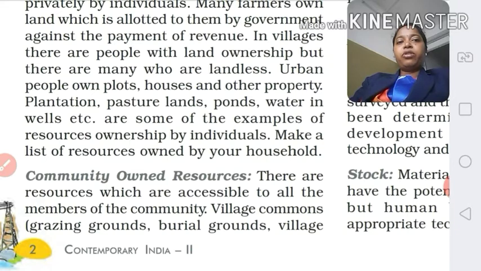So now we should go through the community owned resources, the second sub point of the resources on the basis of ownership, okay. There are resources which are accessible to all the members of the community. Means a particular community or a group of people own a particular area or a particular resource like ponds or a big well or a temple area, that is known as community owned resources, okay. In villages, most commonly the grazing grounds are there, the burial grounds are there, village assembly areas are there.